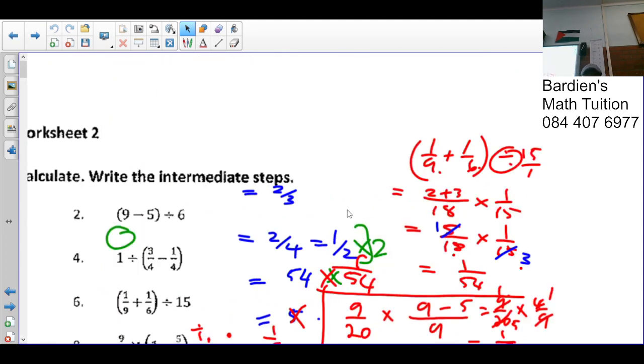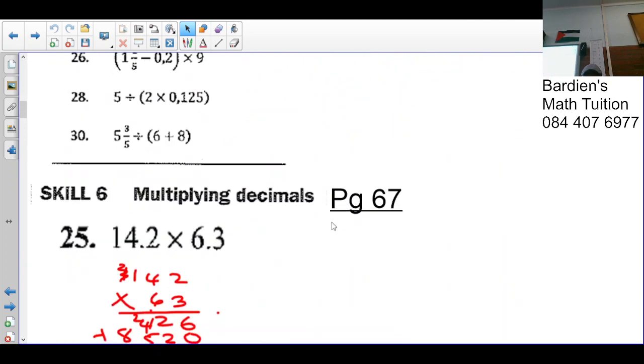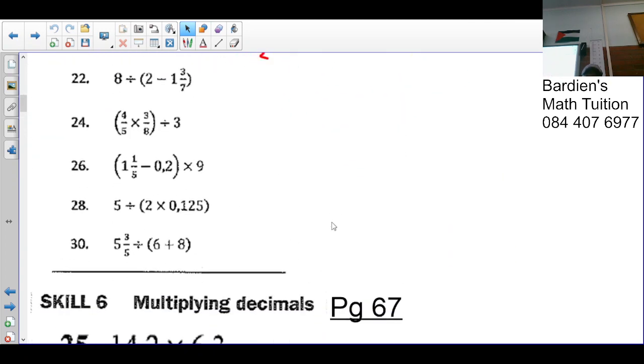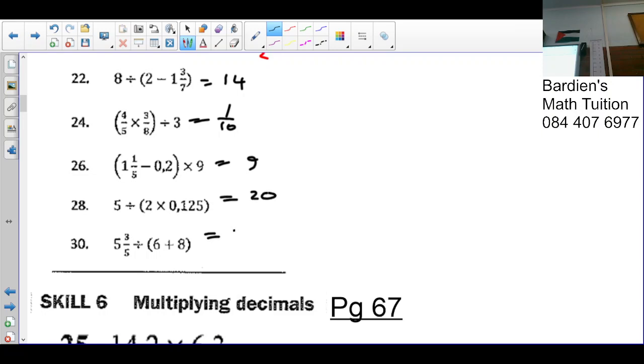We're going to start off with BODMAS. Those were the 5 sums I gave you to do for today, not so? This was out of book A, worksheet 2. Number 22, the answer was 14. 24 is 1 over 10. 26 is 9. 28 is 20. And 30 is 2 over 5.